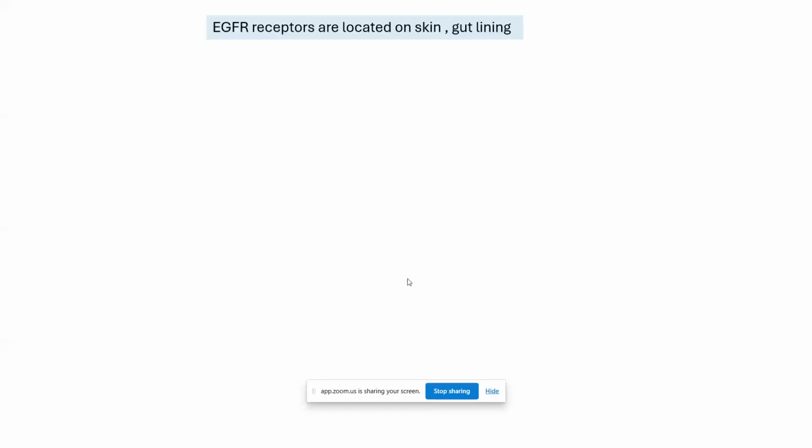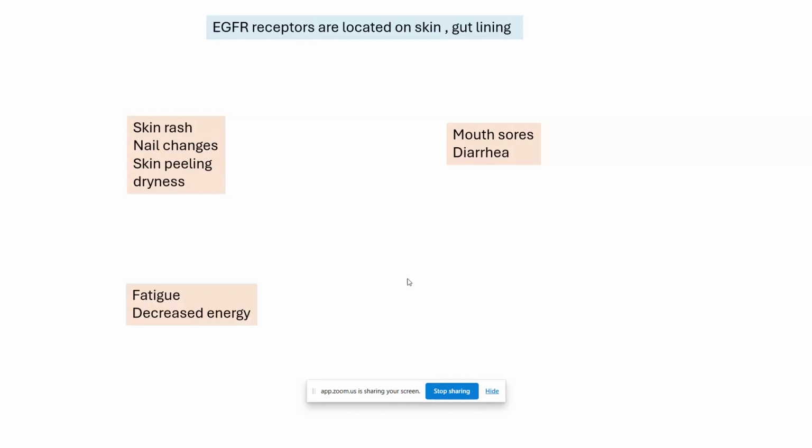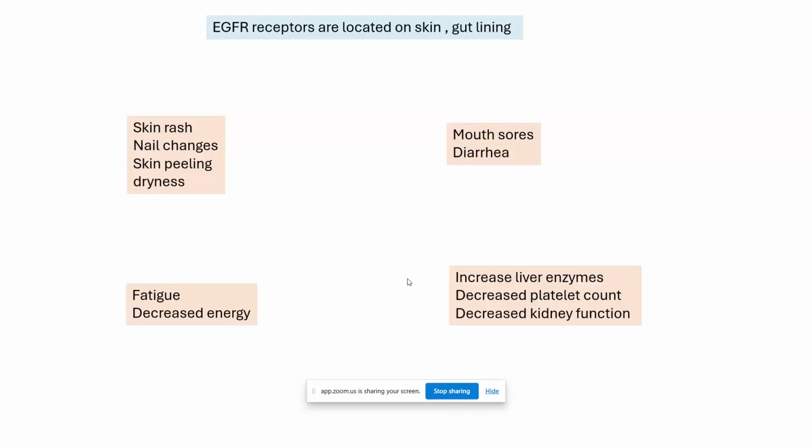EGFR receptors are basically located on the skin and the gut lining. That explains the side effects of skin rashes, nail changes, skin peeling, dryness. And because of the gut lining, the side effects of mouth sores and oral ulcers are very commonly seen with drugs like afatinib, and diarrhea will be there. Then fatigue and decreased energy is generally a side effect of all the TKIs. Then increased liver enzymes, decreased platelet count, and decreased kidney function. So these are also the side effects.